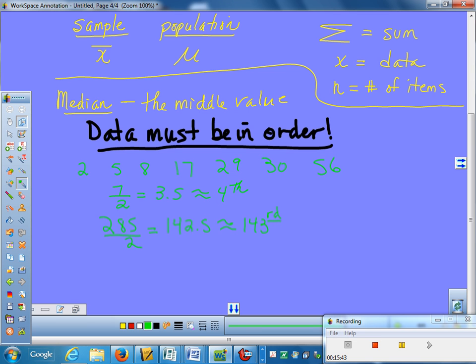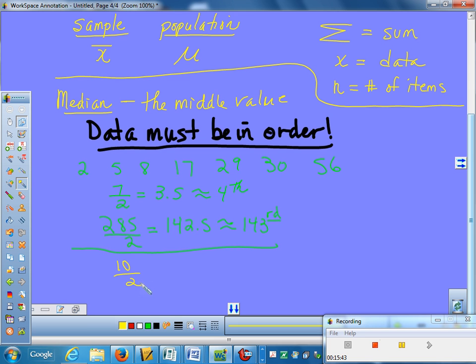So how do you do it if there's an even amount of data? Okay, say I had 10 numbers. 10 divided by 2 is going to be 5. So that means it's where, though? Because we know if it's even, it's going to land between 2. Is it going to land between the 4th and 5th or the 5th and 6th? Because you're going to have 5 on each side, it'll be between the 5th and 6th number that you'll find the median.